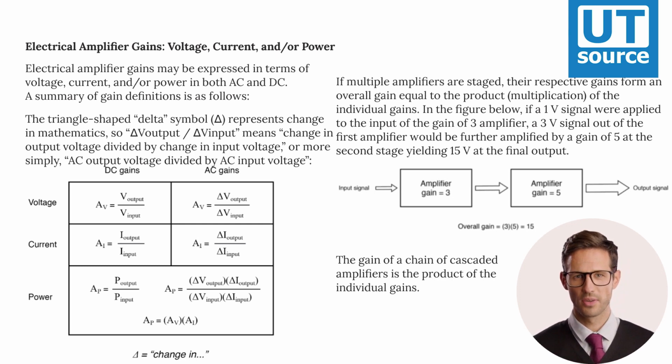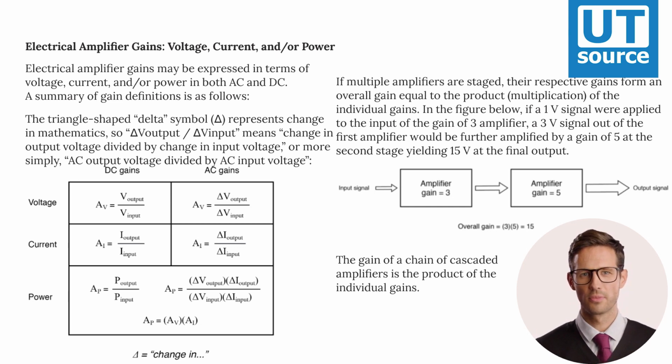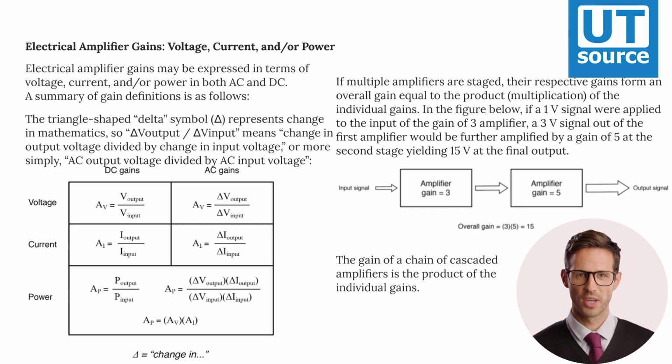If multiple amplifiers are staged, their respective gains form an overall gain equal to the product (multiplication) of the individual gains. In the figure below, if a 1V signal were applied to the input of the gain of 3 amplifier, a 3V signal out of the first amplifier would be further amplified by a gain of 5 at the second stage, yielding 15V at the final output. The gain of a chain of cascaded amplifiers is the product of the individual gains.